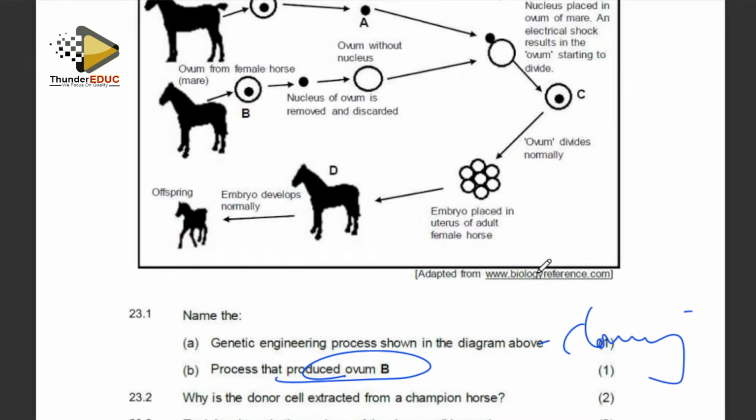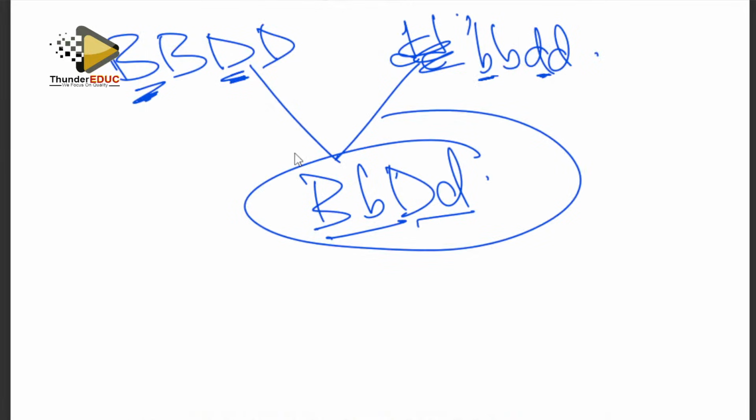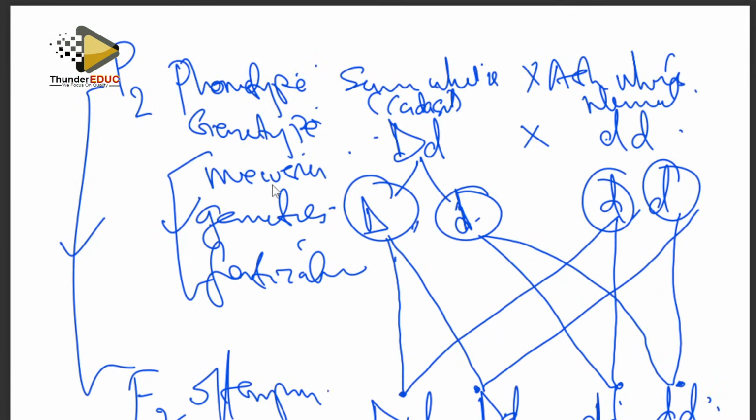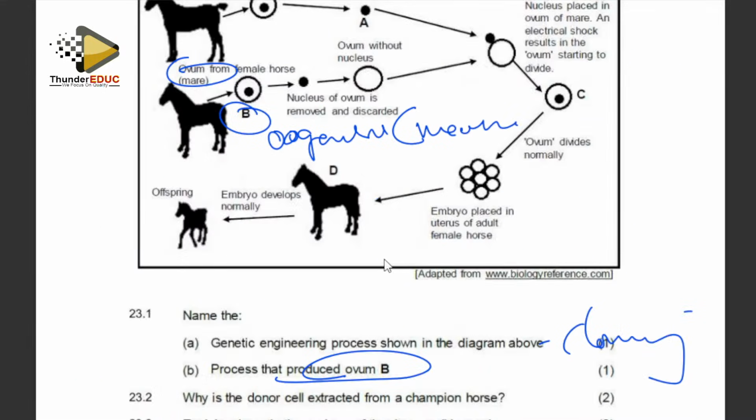If you look at B, they said it is a gamete, an ovum. So how do we produce the ovum? It is oogenesis, or meiosis. Remember we said that when meiosis takes place, you form the gametes. So it means that it's meiosis which makes the gametes to be formed. We go to the next question.